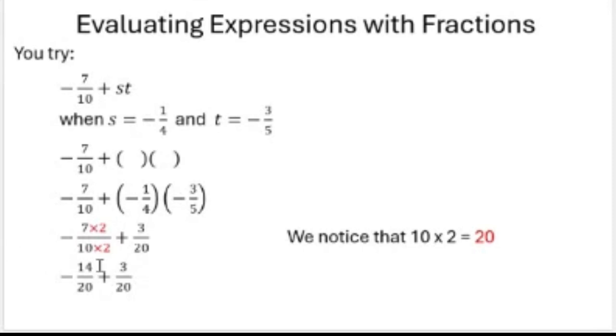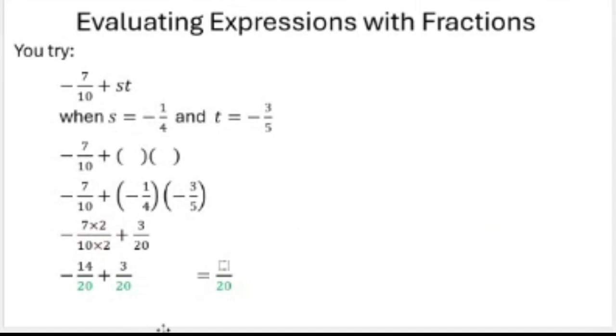So now we have negative 14/20 plus 3/20. The bottoms are both 20. So our answer is going to have a denominator of 20. See all there in green, right? When you add or subtract, once you have a common denominator, the bottom stays the same. What about the top? Because these negatives can get confusing.